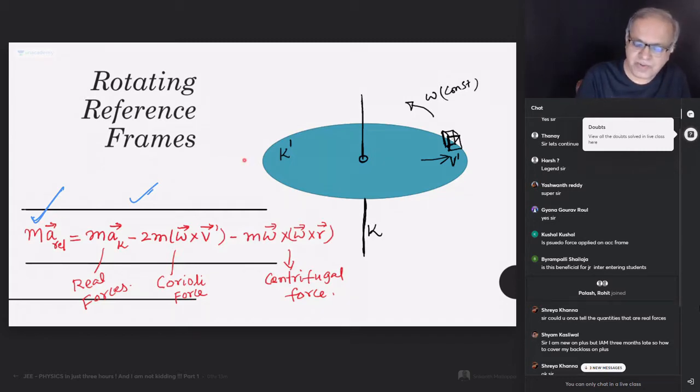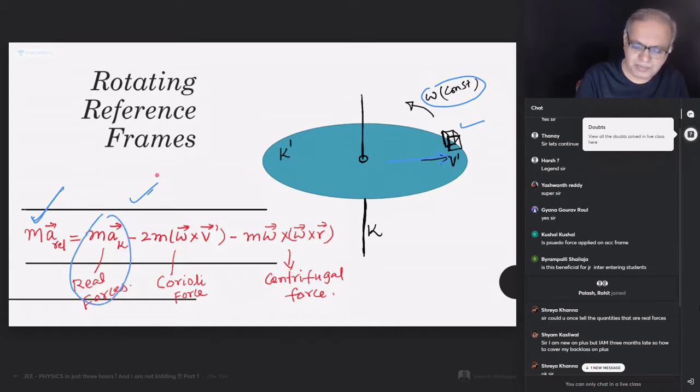In a rotating frame, I've taken one special case where there's a disk here which is going with a constant angular speed, that is some 12 radians per second, some 30 radians per second, some 100 radians per second, like that. And there's a body here. This body is also having a motion like this with respect to this disk. Then there'll be forces coming like this.